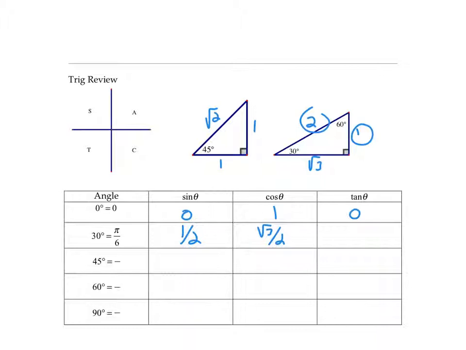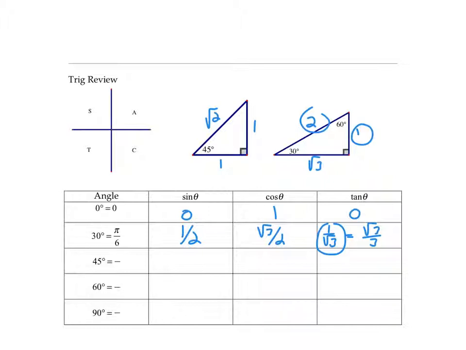And tangent is opposite over adjacent, which is 1 over the square root of 3. But we rationalize that, and it turns into square root of 3 over 3. Just a tip, you might want to keep this in here, because when we go for working with cotangent, that would make it easier to find your cotangent.